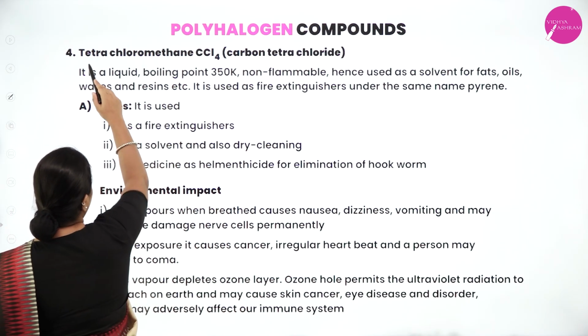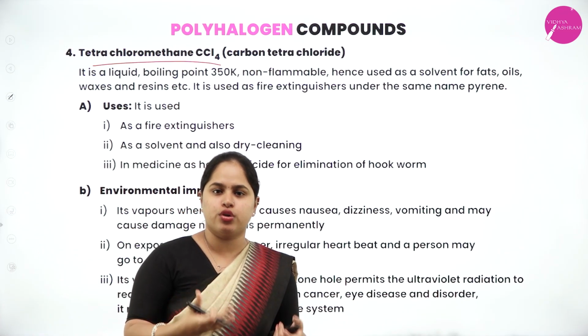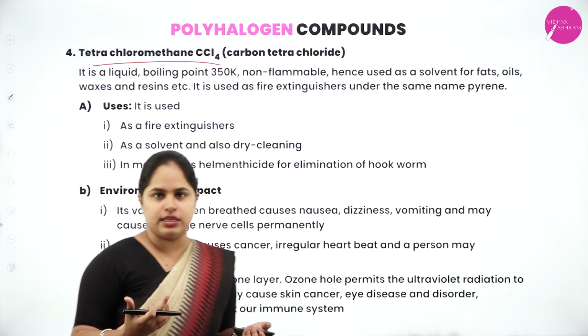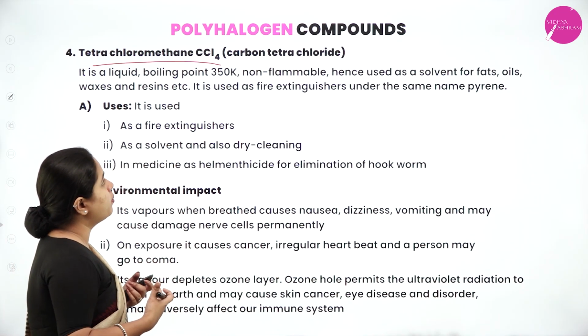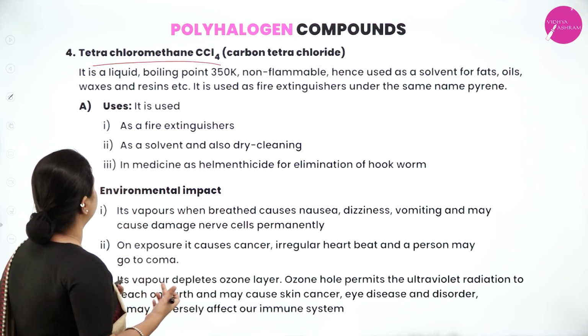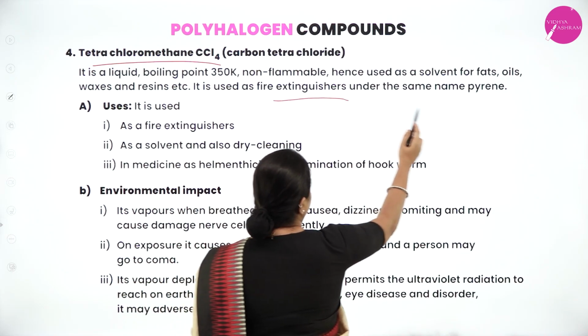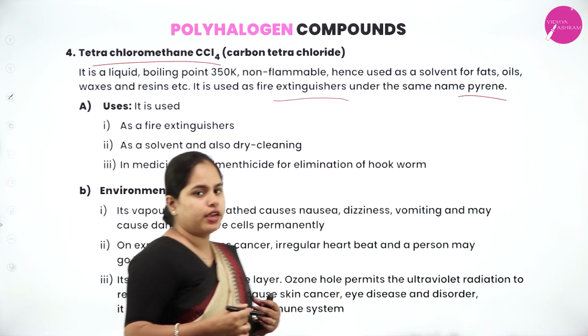Next one is tetrachloromethane, CCl4. This you might have used in your lab also for your salt analysis. Tetrachloromethane, CCl4. It is a liquid, boiling point around 350 Kelvin, non-flammable, hence used as a solvent for fats, oils and waxes, etc. It's used as fire extinguisher under the name pyrene. Okay, it's used as a fire extinguisher.